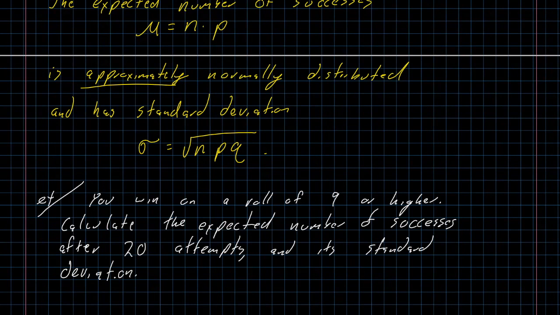So as an example, the one that I talked about at the beginning of this video on rolling dice. You are playing a board game and you will win if you roll a 9 or higher. And the question that I want to answer is, what is the expected number of successes, the expected number of times that you win this game if you try 20 times? And then what is the standard deviation of that rate of success?